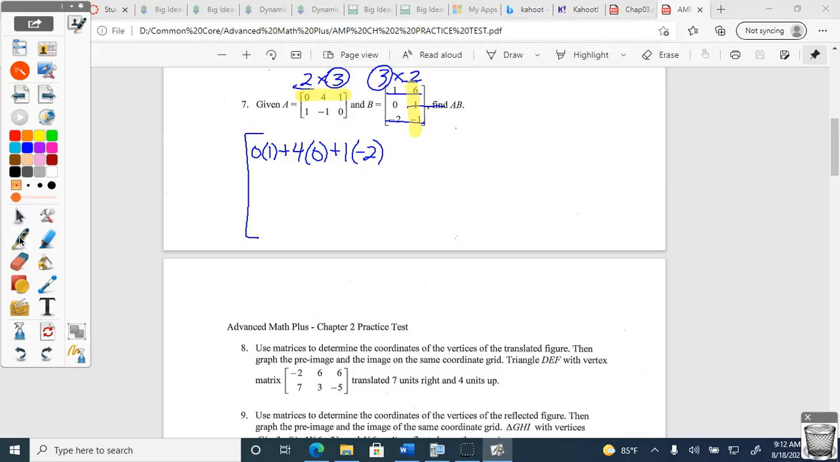Top row times the second column will be 0 times 6 plus 4 times, was that a 1? Yep. 1, thank you, plus 1 times negative 1. And then we do second row times first column.